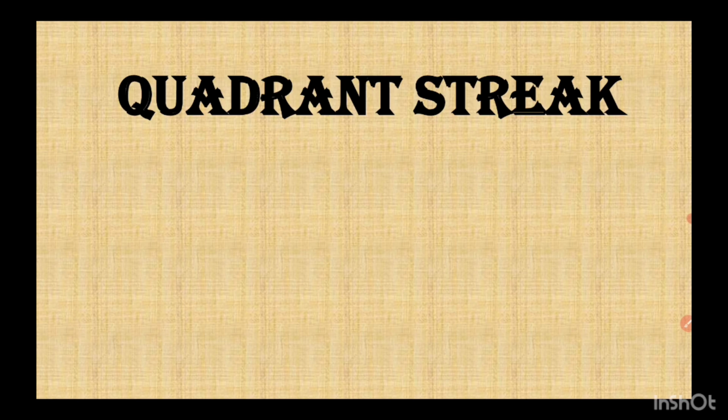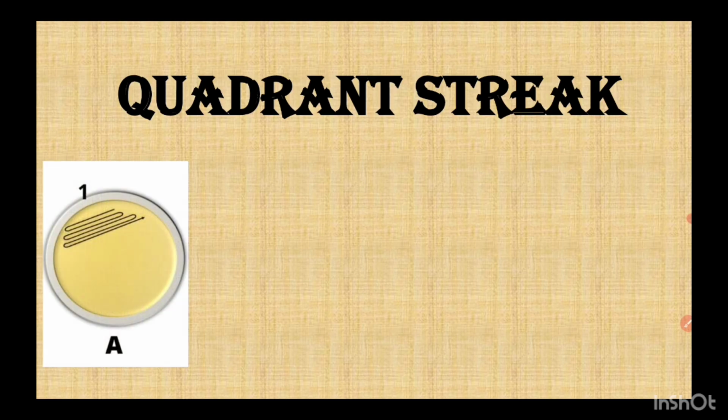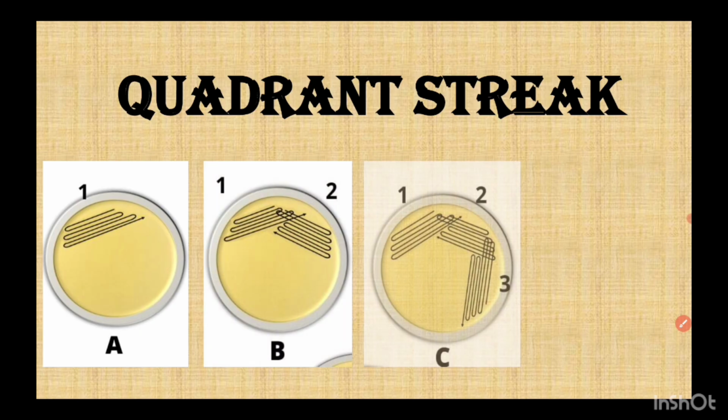So here we are going to discuss how quadrant streak is performed. First, before performing the quadrant streak, we have to sterilize the inoculation loop. After sterilization of the inoculation loop, we take an agar plate and streak it in the first quadrant. As you can see in the first quadrant, the number of microbes will be more. It means it has a high concentration of microbes. Then the second quadrant and third quadrant respectively have a diluted form of microbes. This is the second streak.